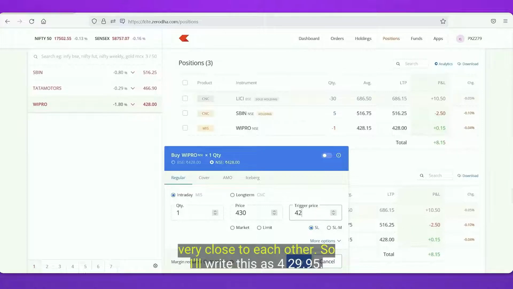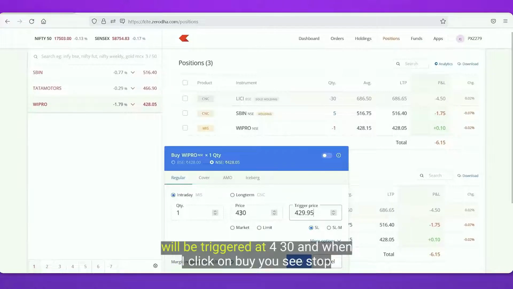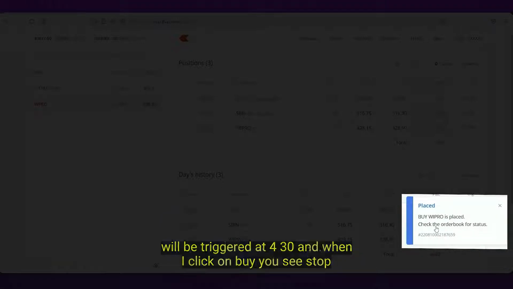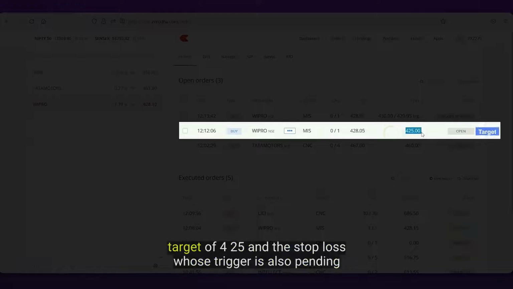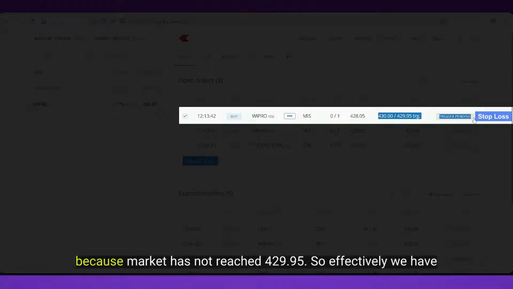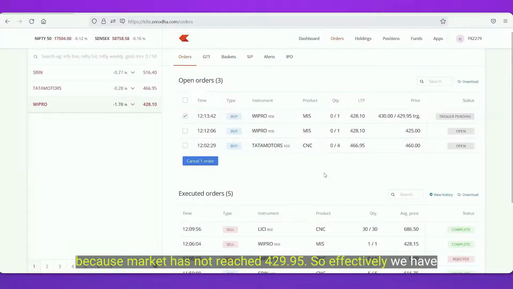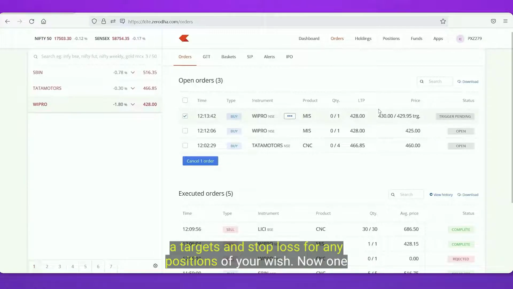So I'll write this as 429.95. So at 429.95, I want to trigger my stop loss, and the stop loss will be triggered at 430. And when I click on buy, you see stop loss order is also placed. Now you see in the order book we have target of 425 and the stop loss whose trigger is also pending because market has not reached 429.95. So effectively we have placed both targets and stop loss for Wipro. You can also place targets and stop loss for any positions of your wish.